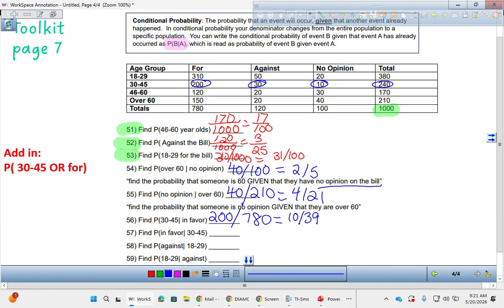And now that that condition is met, now I can look at the other thing, which is the people in that group that are in favor of the bill. Still 200. But now the population that I looked at changed. It's not over 780 anymore. It's over the 30 to 45-year-olds, which is now 240. I believe that's 5/6 if you type that in your calculator.